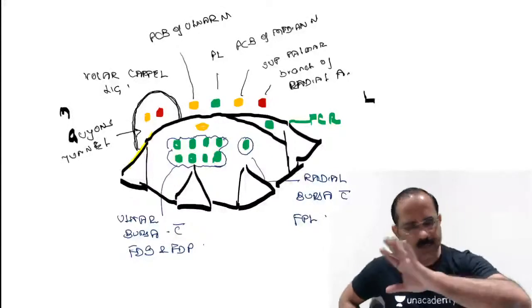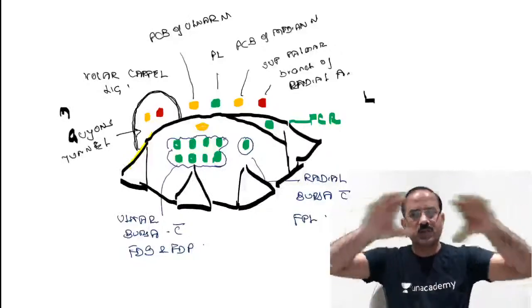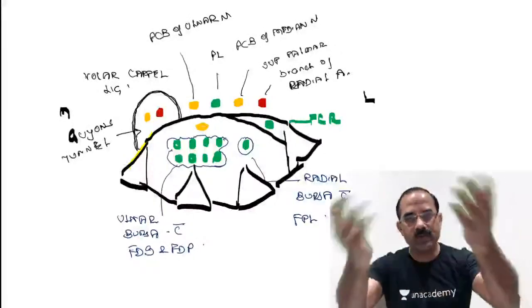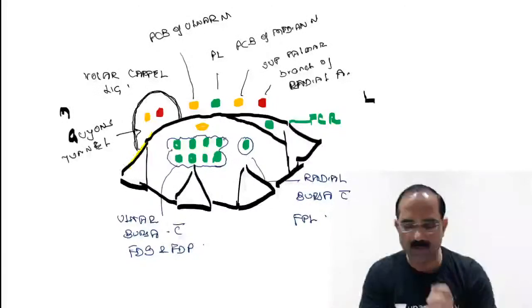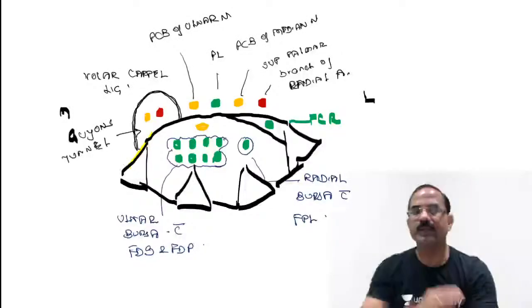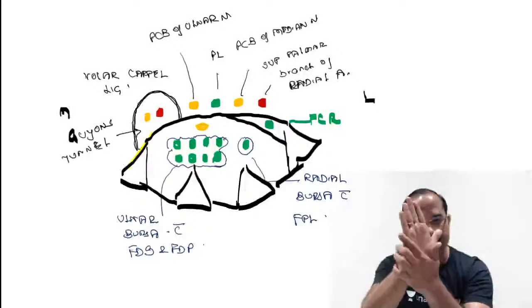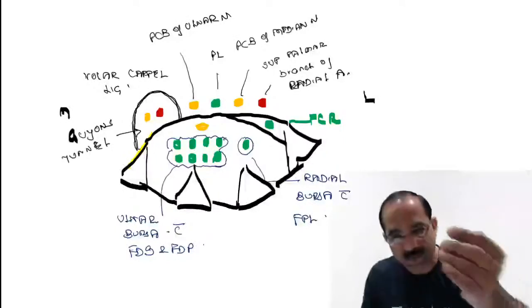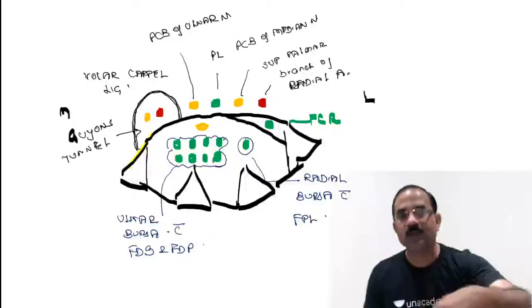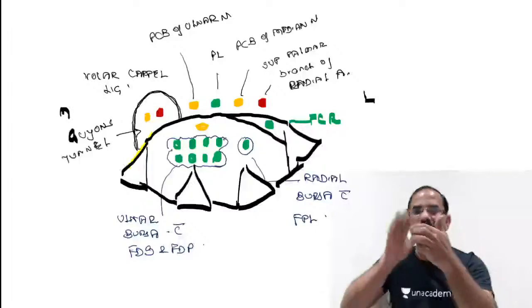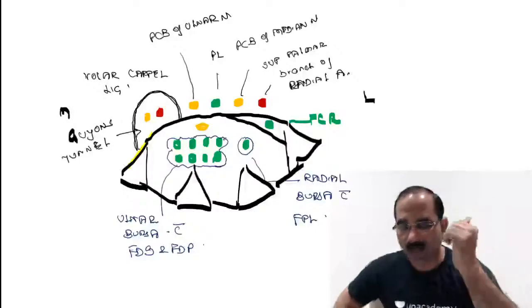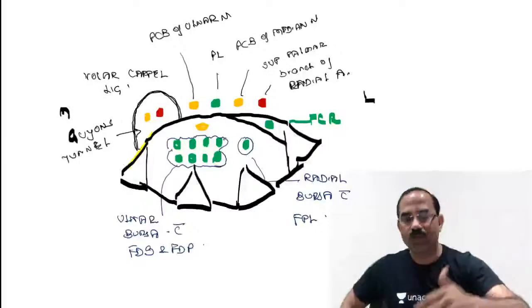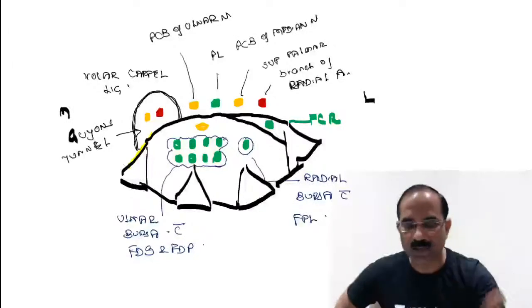Just remember this, this is extremely important. Structures going above the flexor retinaculum, outside the carpal tunnel: the ulnar nerve and vessels, the palmar cutaneous branch of the ulnar nerve, which supplies the skin over the hypothenar eminence, the palmaris longus, the palmar cutaneous branch of the median nerve, which supplies the skin over the thenar eminence, and the superficial palmar branch of the radial artery.